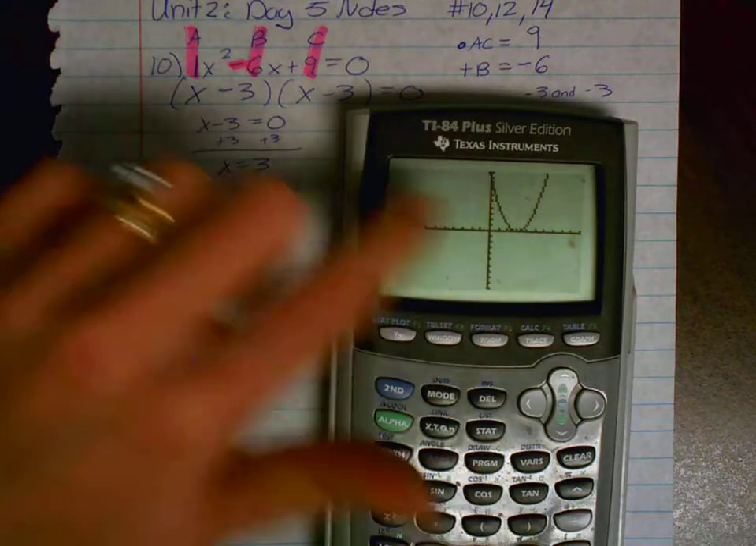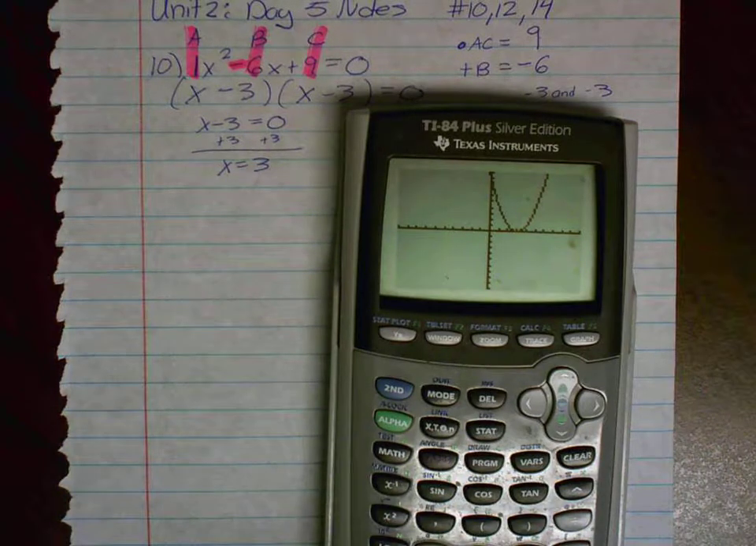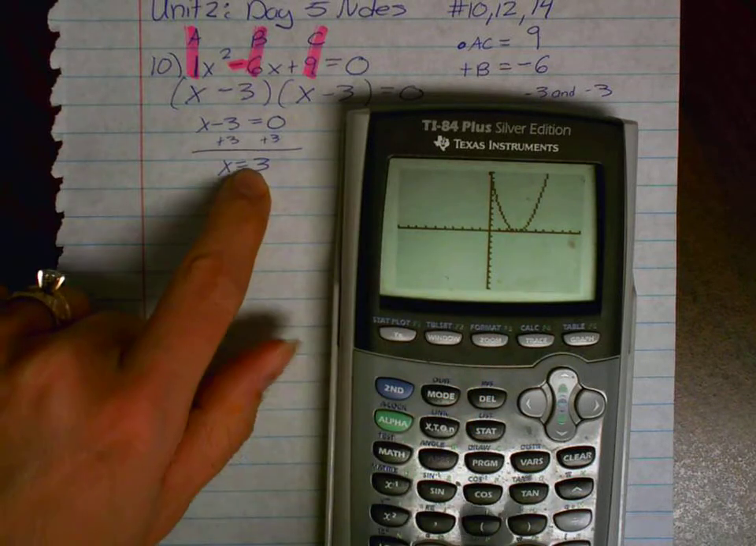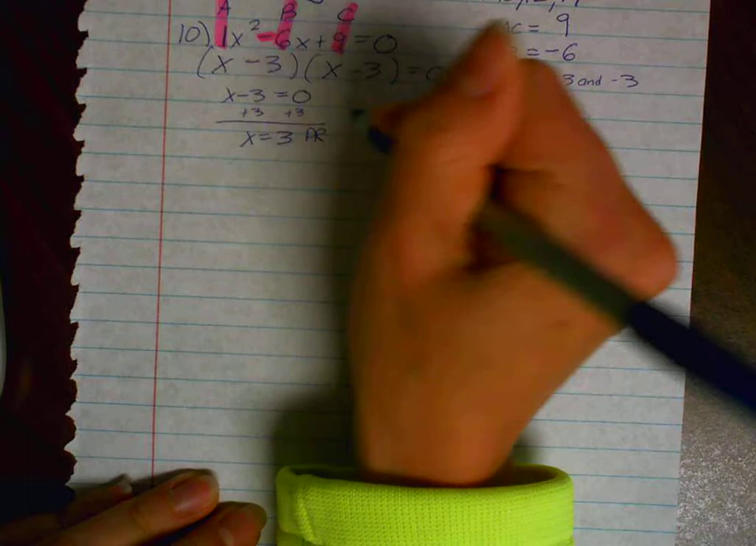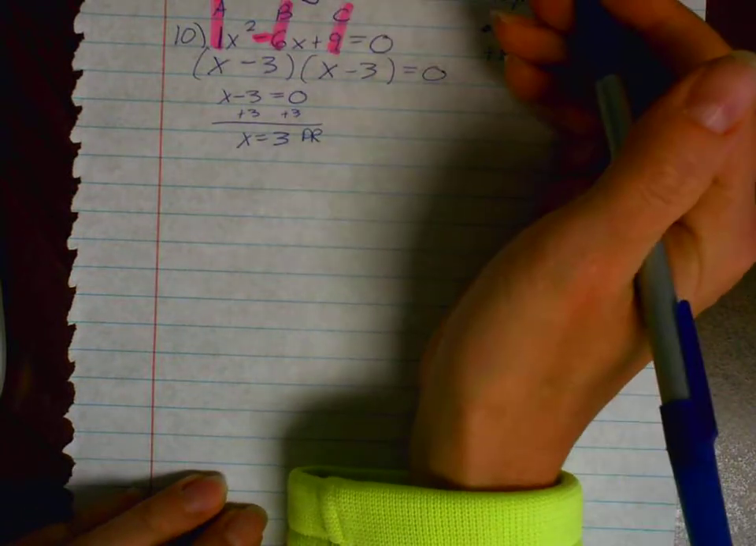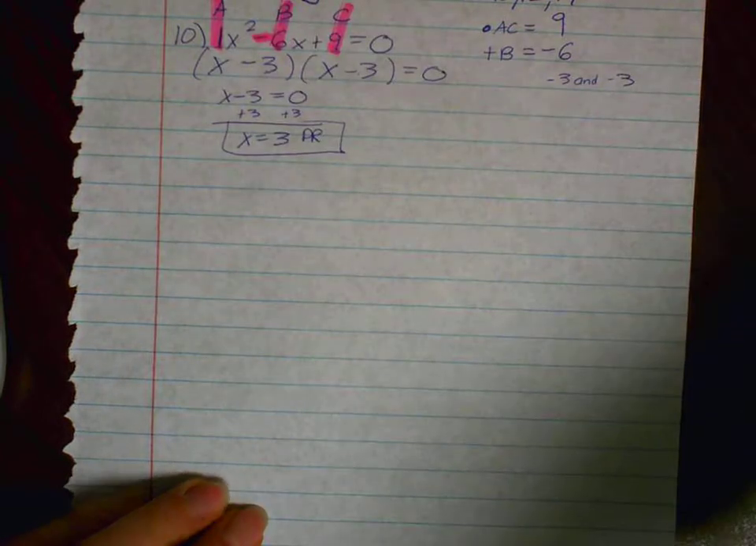And remember, you always want to check these. We're not solving by graphing, but we're just checking using our calculator to make sure we did it right. So that's my one spot. It only touches in one spot, so I have one answer, and it is a double root. So double root for this one. X is 3. And we checked it, and we're good.